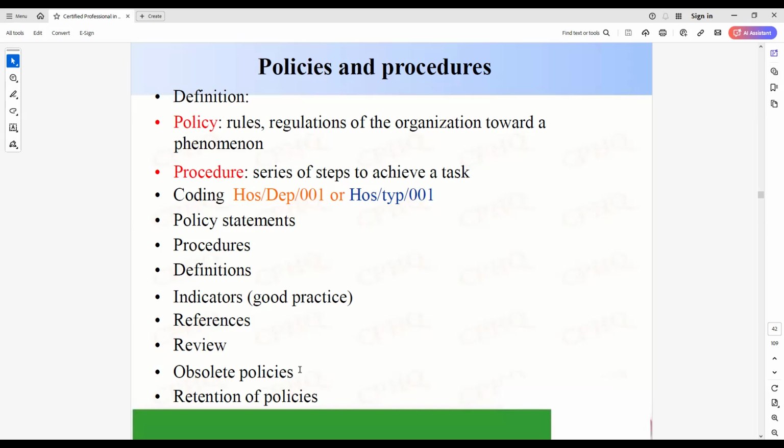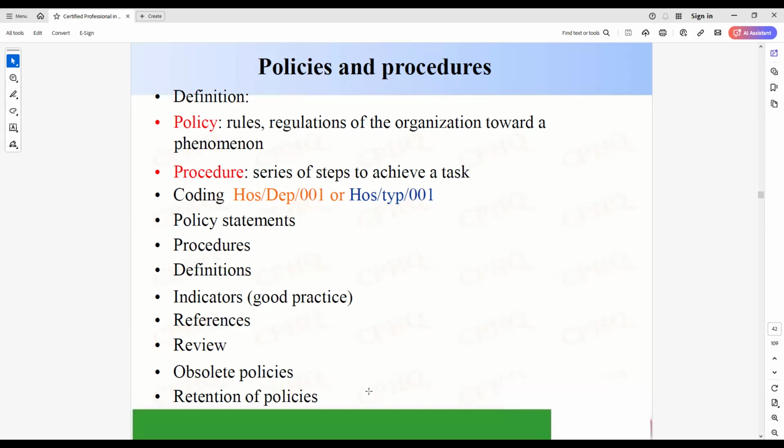What's an obsolete policy? It's no more required. It should be eliminated. It's no more valid, so we don't use it anymore for whatever reason. And what's the retention of policies? Those policies which are still kept, which are valid.